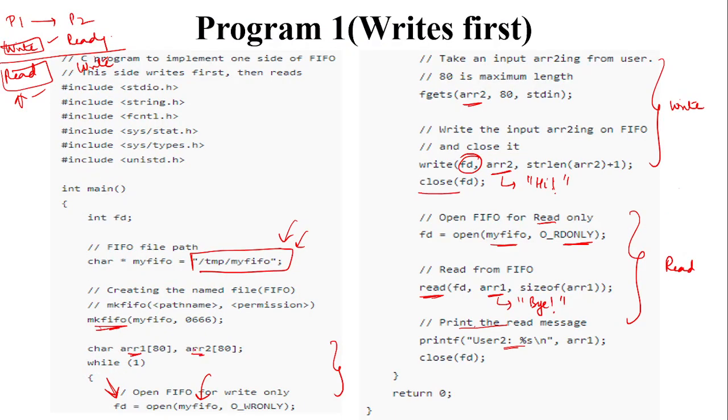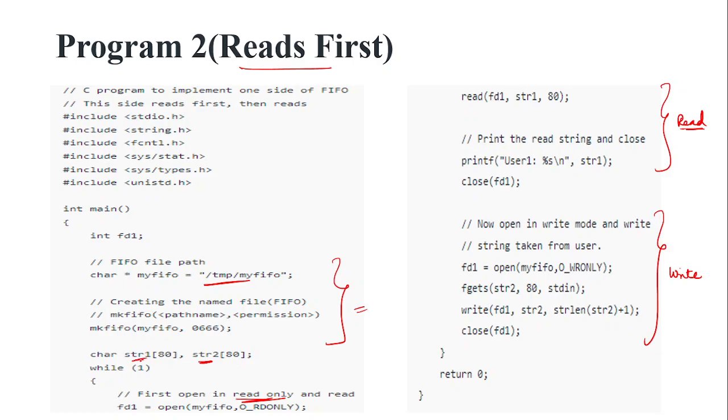But in this particular case the character array names are str1 and str2, because obviously both of them are reading and writing different things, right? So we can't have the same names here. We have different names because they both are reading and writing completely different things. So now I have opened this mkfifo file in the read only mode.